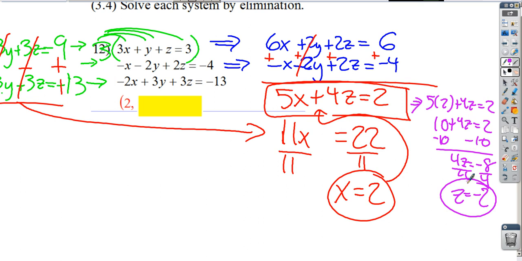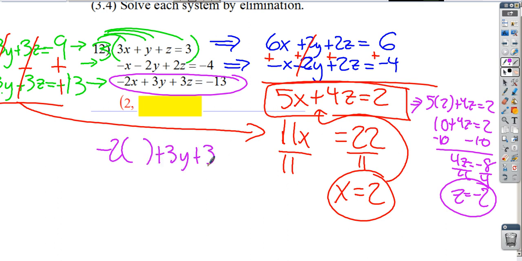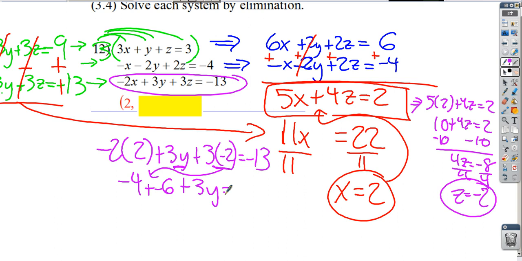So now we have x and we have z. Let's solve for y right now. Let's just pick any one of these equations. I'll pick the last one, and we'll plug in the values that we just found. So we found that x equals 2. We found that z equals negative 2. Negative 2 times 2 is negative 4. I'm going to put this next to it. 3 plus negative 2 is negative 6, and we still have this 3y right here. Just kind of rearranging things. Negative 6 plus negative 4 is negative 10.